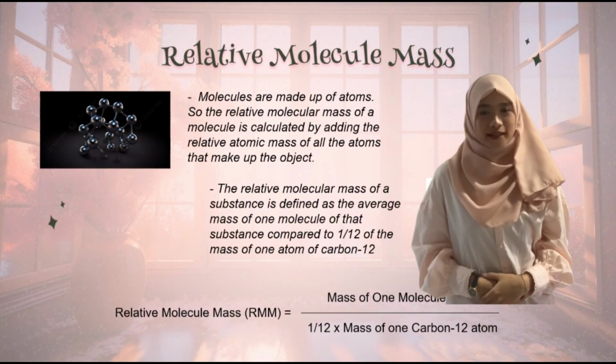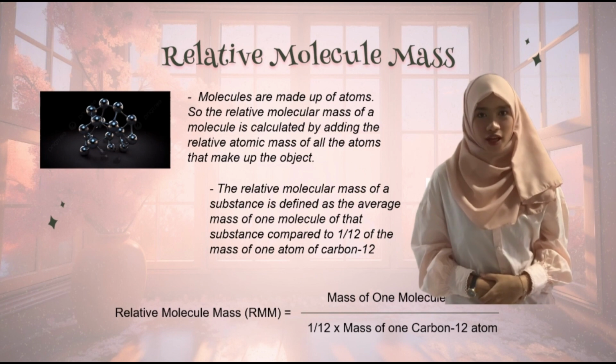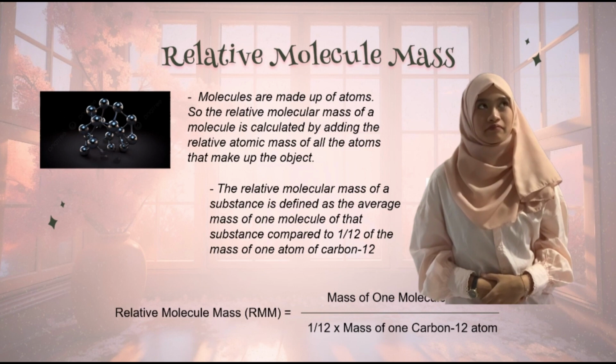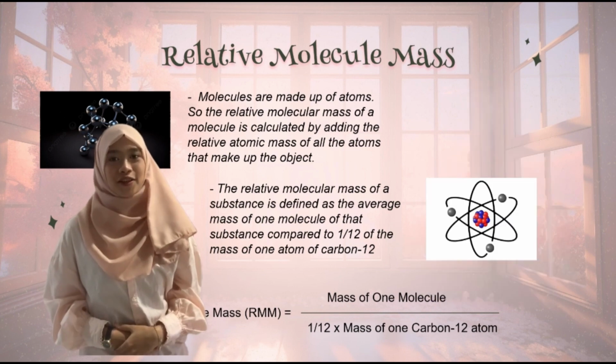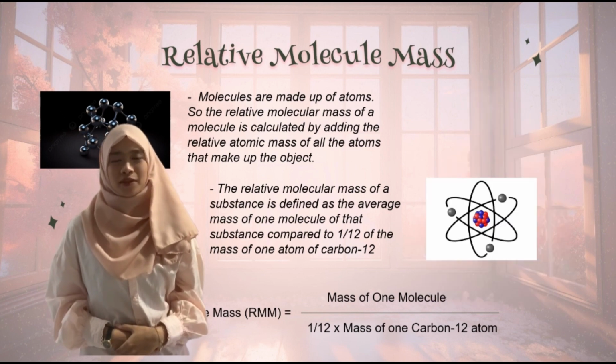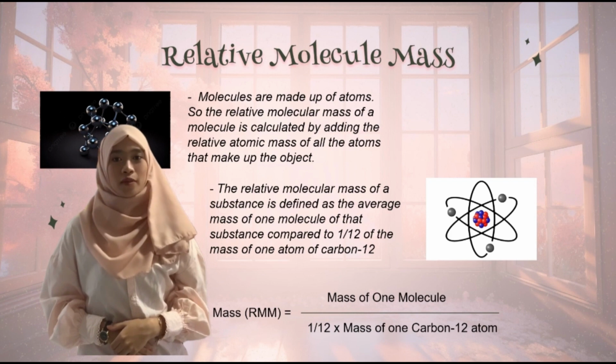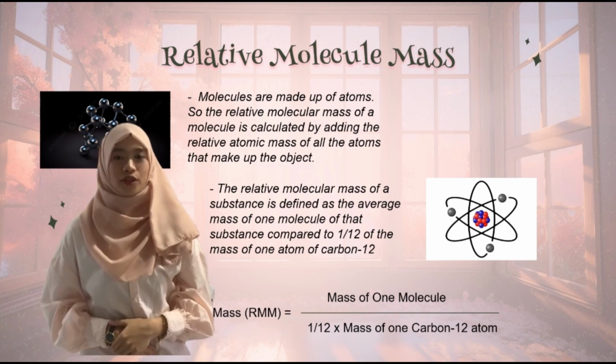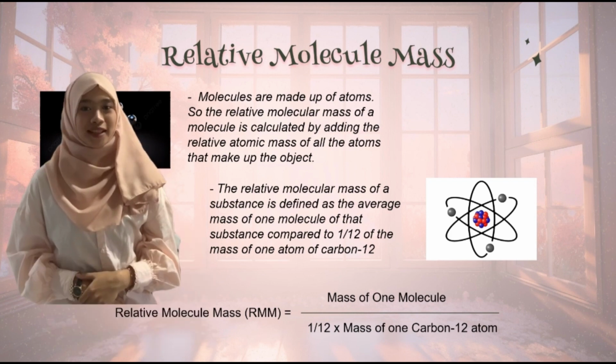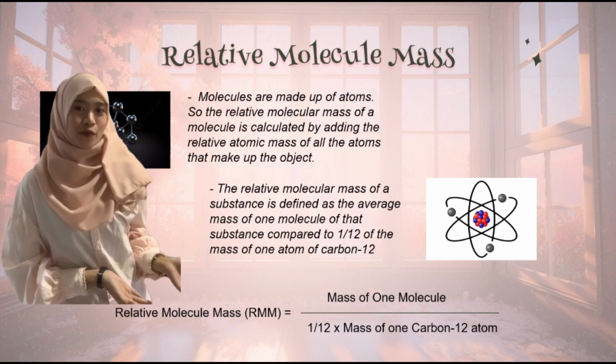Relative molecular mass. Molecules are made up of atoms, so the relative molecular mass of a molecule is calculated by adding the relative atomic mass of all the atoms that make up the molecule. In addition, the relative molecular mass of a substance is defined as the average mass of one molecule of the substance compared to half of the mass of one atom of carbon-12. Here is the formula of relative molecular mass.